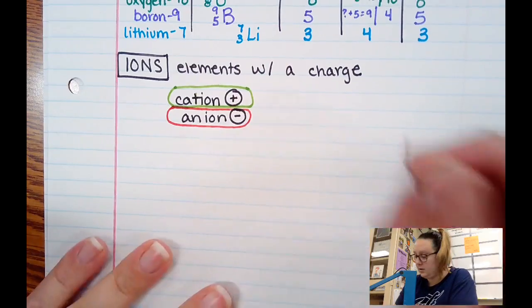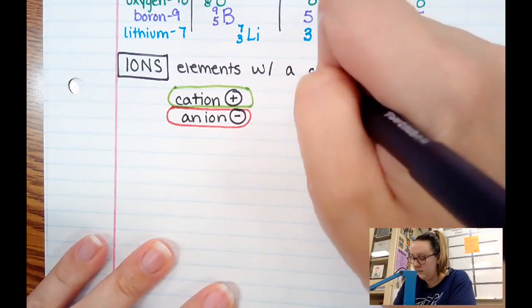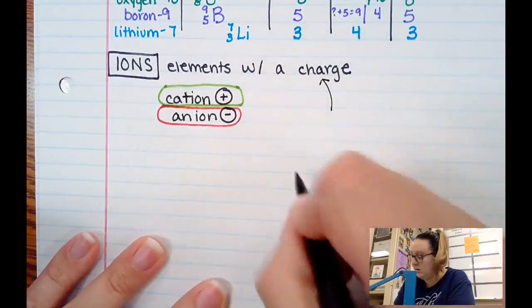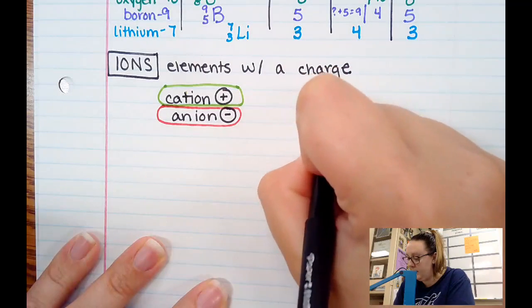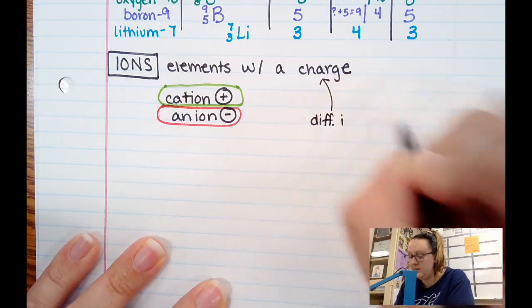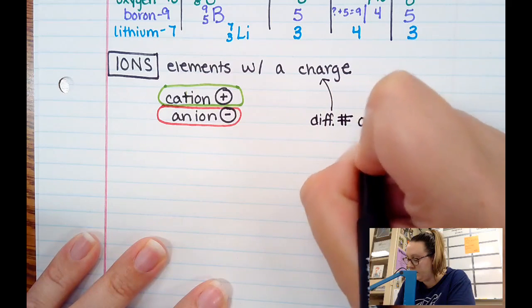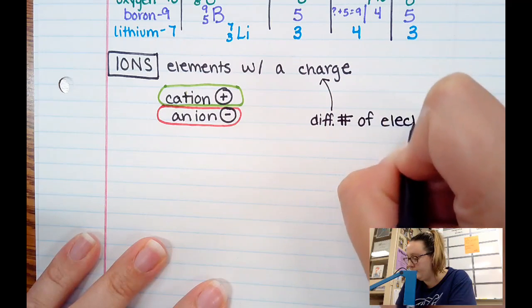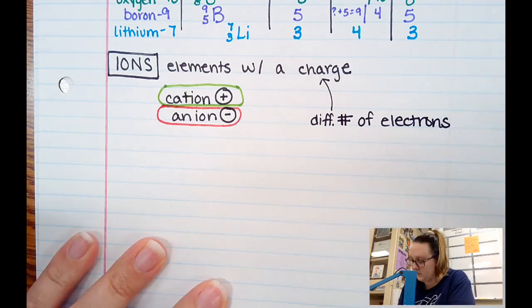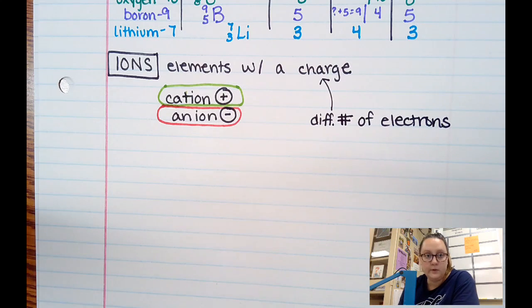How would they have a charge? Since protons don't change, they have a different number of electrons. So ions have a different number of electrons.